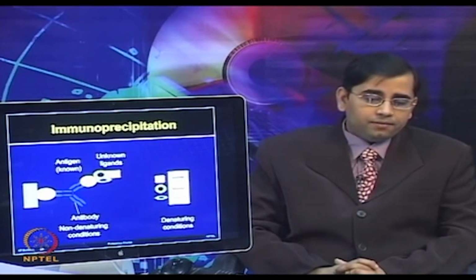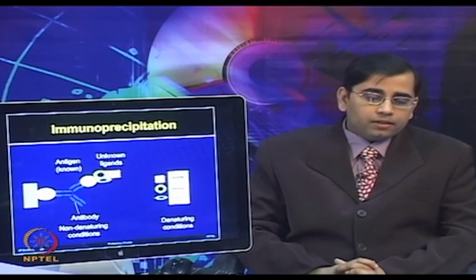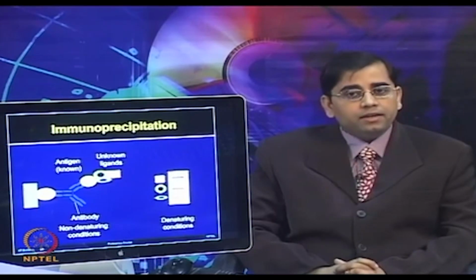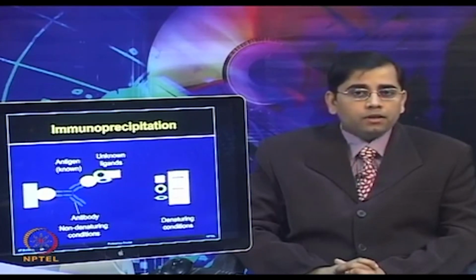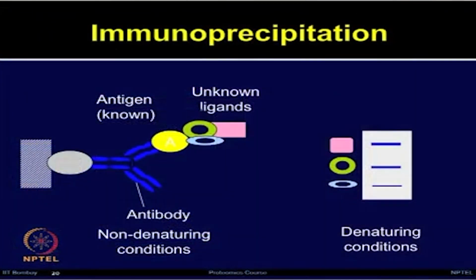As you can see on the slide, the antibody is used, which binds with the antigen as well as the unknown ligands, and then this complex mixture is separated on the SDS-PAGE gel as shown on the right panel. Now, this condition will be a denaturing condition, whereas the first step was the non-denaturing condition.